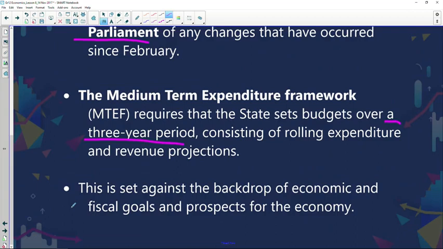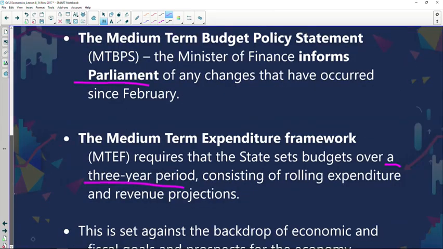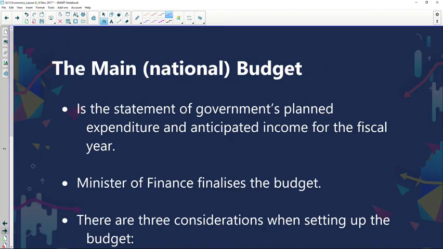So this is set against the backdrop of economic and fiscal goals and the prospects for the economy. So we're going back to the fiscal policy, the fiscal goals that the government wants to achieve, and also the prospects for the economy, because the government does want to see more economic growth. They want to see more employment opportunities and job creation, because job creation will result in a better standard of living. So those are the objectives of government. Okay, so let's move on.